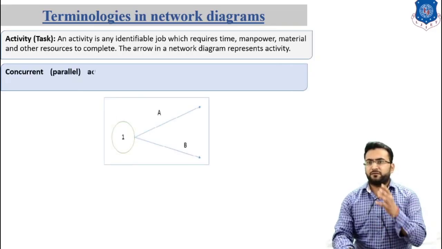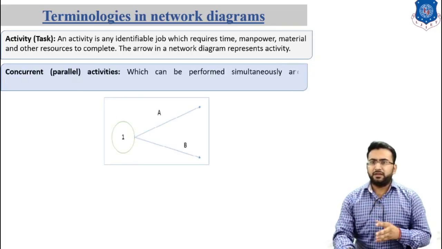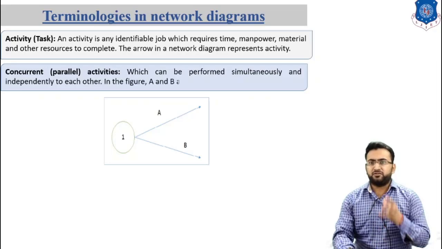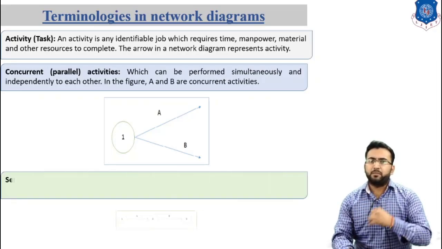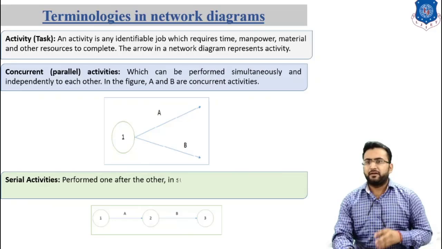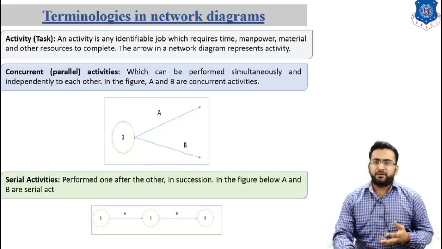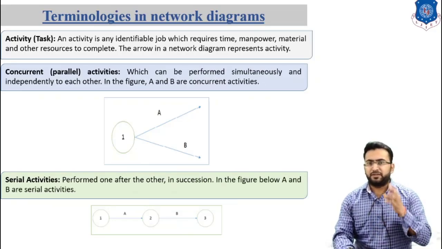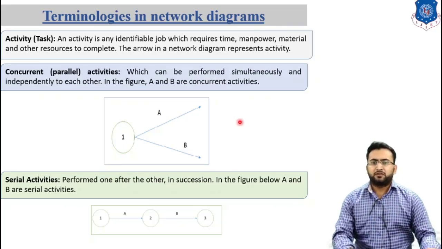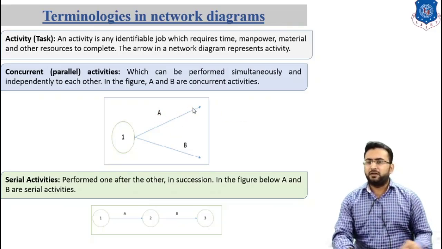So let's talk about the first term, activity. An activity is any identified job which requires time, manpower, material and other resources to complete. The arrow in a network diagram represents the activity. So this arrow represents the activity.